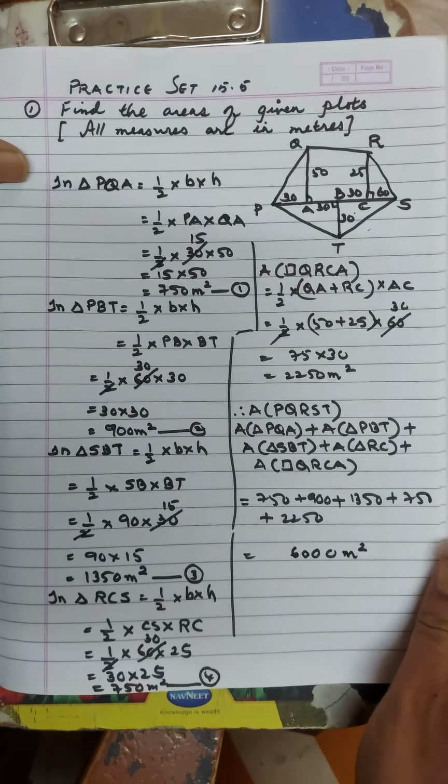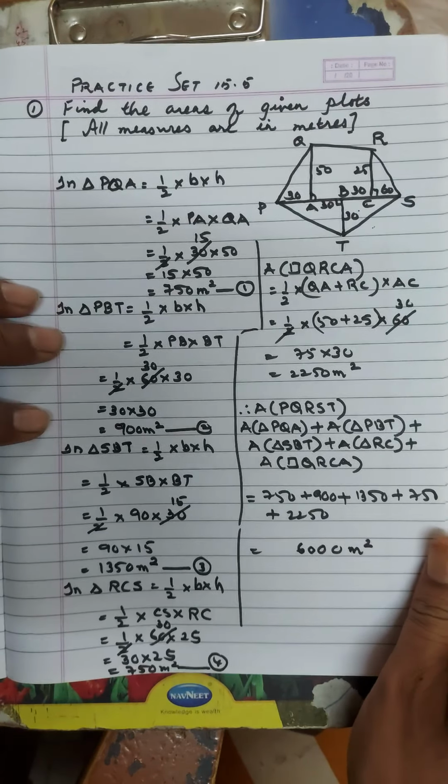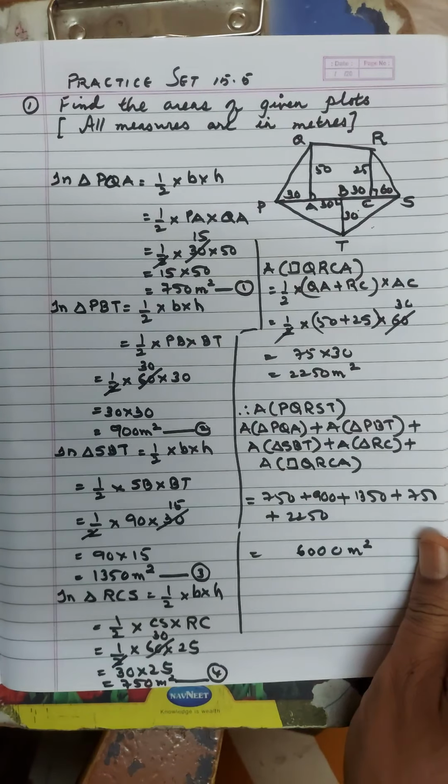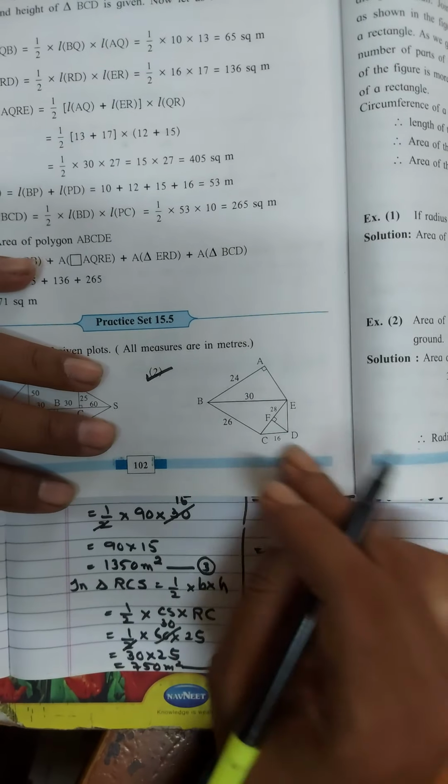So this is the practice set question. Only one question is there in this practice set, and another question is removed because of incomplete information in the question.